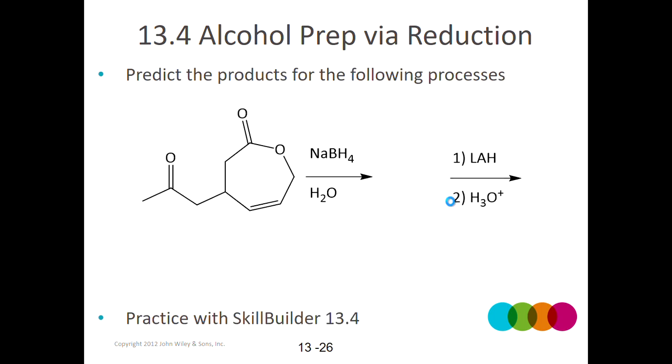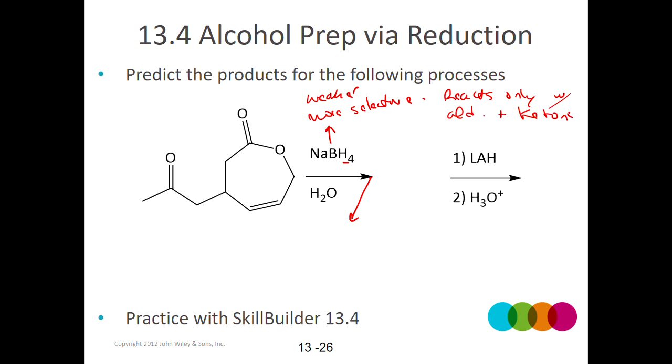All right, so here's another example. Let's take a look at the reactions we just learned and apply them. So one thing about the NaBH4 with water is it's more selective. It's a weaker hydride delivering agent. I don't have enough space to draw the product there, so I'm going to draw it down here. But the NaBH4 won't react with the alkene. It won't react with the ester. It will only react with aldehydes and ketones. That's what we have here.